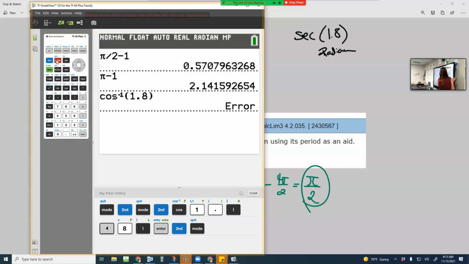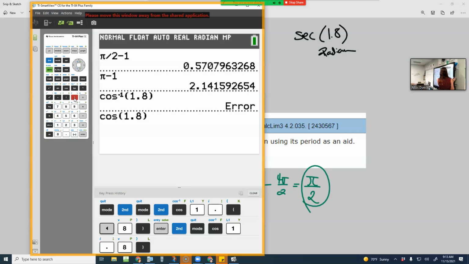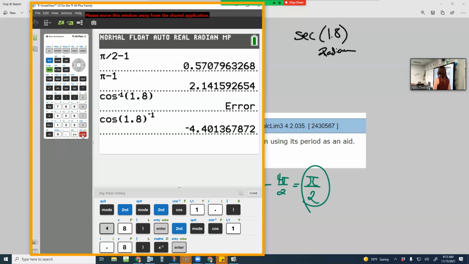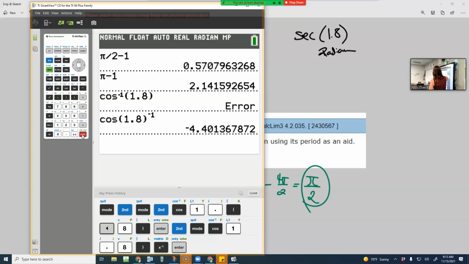But here's the weird thing. What if I was to do cosine of 1.8, and then I was to do the -1 button? Some of you thought that these mean the same thing, but they don't. Do you know why? Well, here's the weird thing. This notation on the inside does usually mean powers of trig. Like if it was cosine squared, it would be the same as a squared there. If it was cosine cubed, it would be the same as a cubed there.